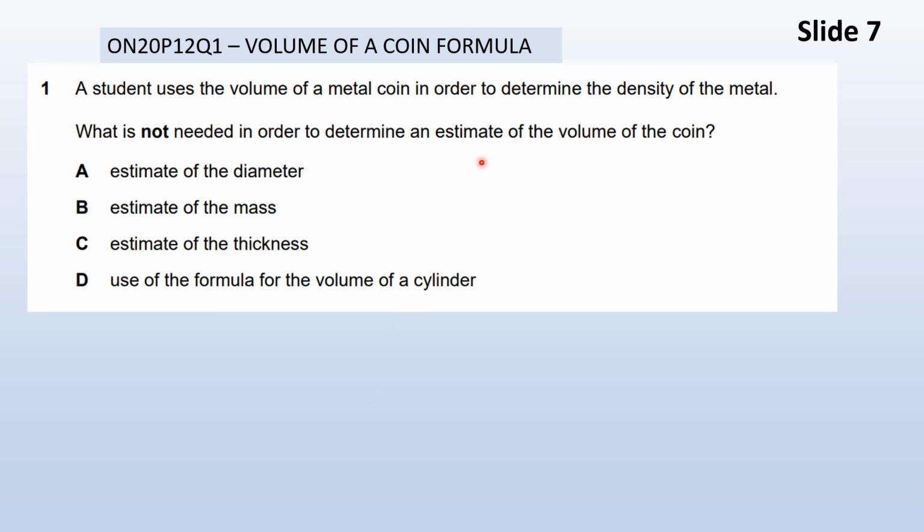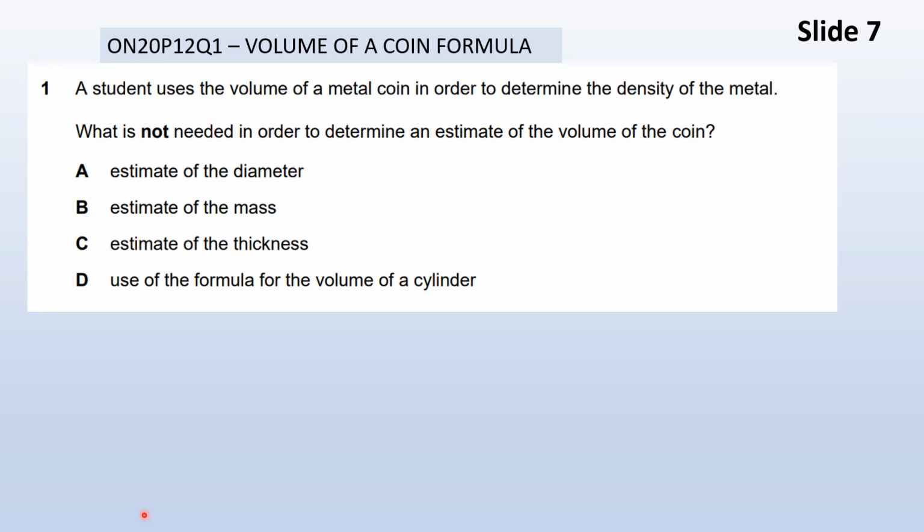This is the last problem of this video. This question is about choosing the volume of a coin formula. Let me read it for you. A student uses the volume of a metal coin in order to determine the density of the metal. What is not needed in order to determine an estimate of the volume of the coin?